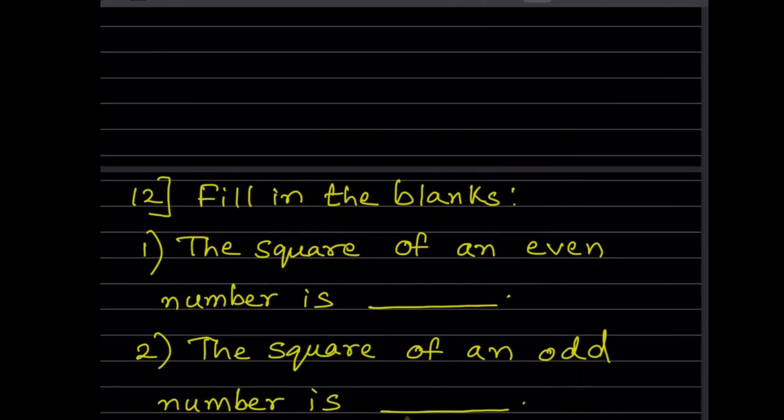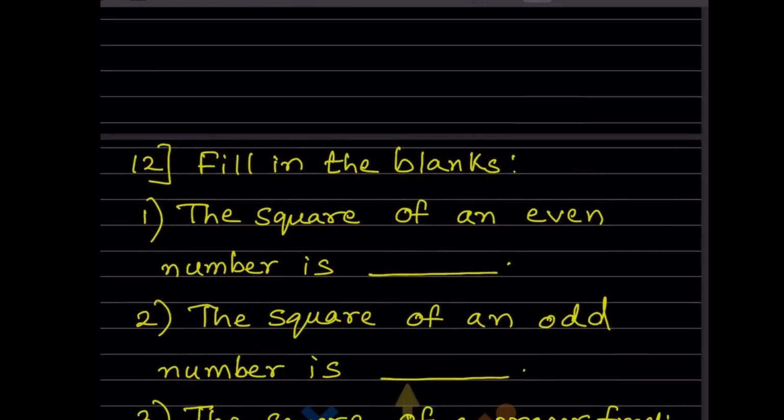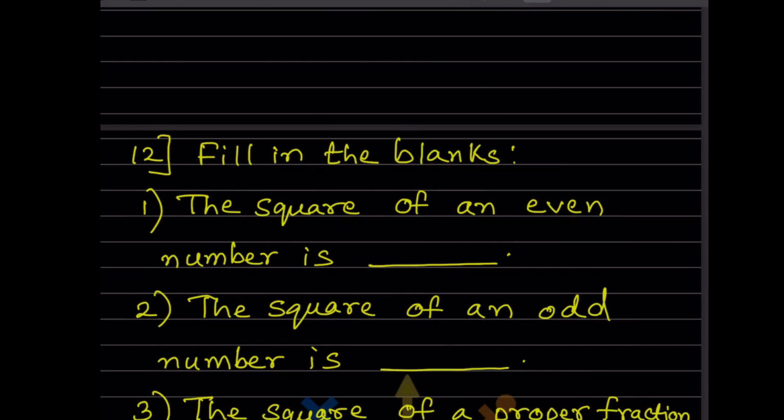So now here they said, fill in the blanks. The square of an even number. When we take the square of an even number, that is going to be, for example 2 squared is 4. So that also is an even number. So it is even. The square of an odd number. Suppose we take the odd number 3, and if we take the square of it, that is going to be 9. So 9 is an odd number. So we can write the square of an odd number is odd.